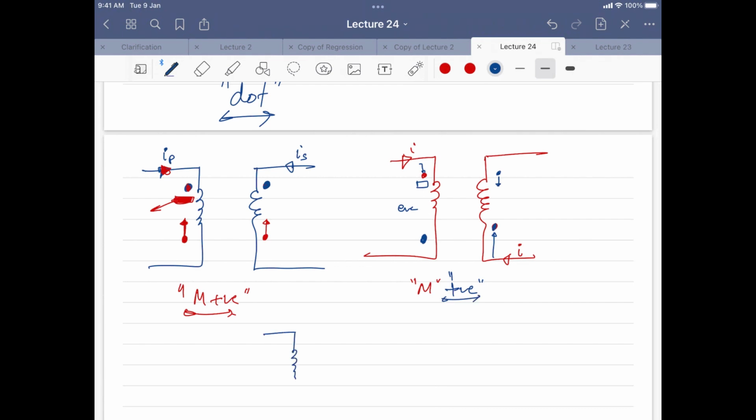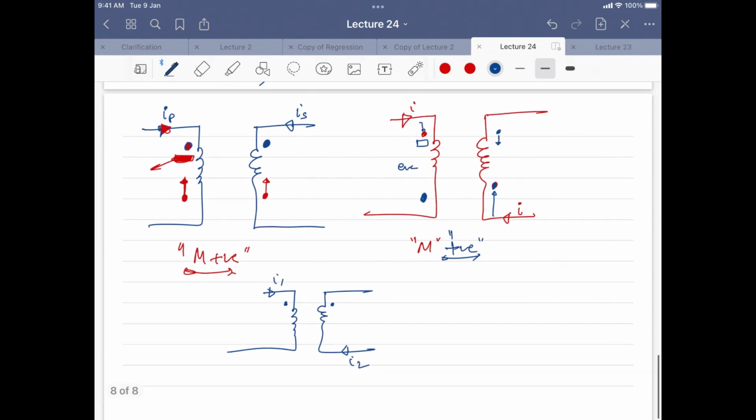What about this? If you have this dot and this dot, and you have current I1 here and I2 on this side, now tell me. Negative. Sir, negative. So it is negative here. What about this?